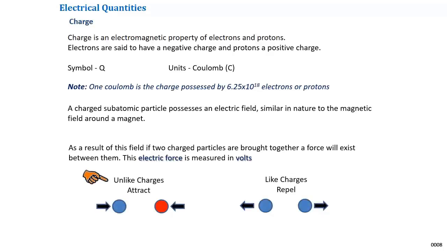Particles with unlike charges, i.e. a positively charged atom and a negatively charged electron, will experience a force of attraction, while those particles with like charges, for instance 2 electrons, will repel each other. The effect is very similar to that exhibited between the poles of a magnet.